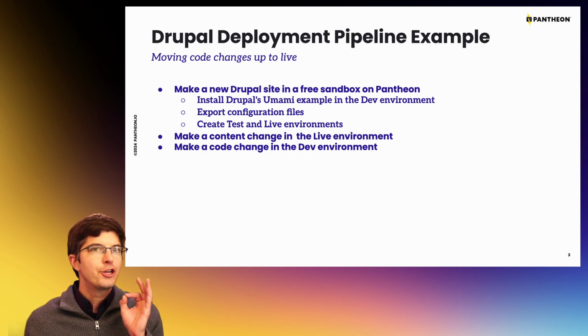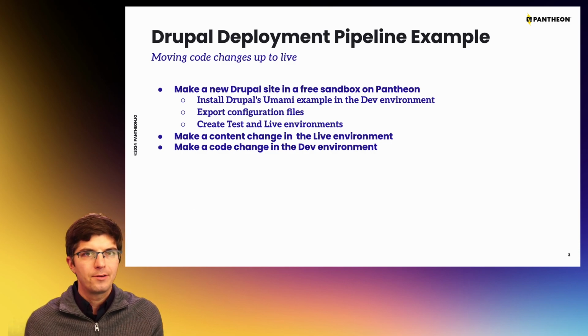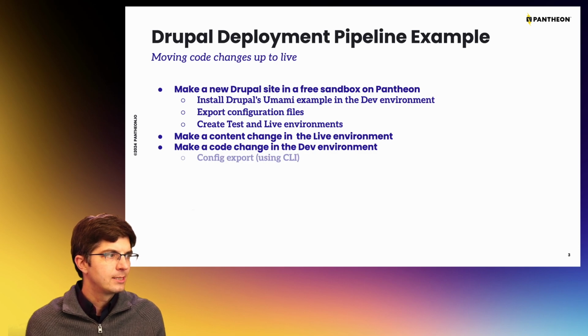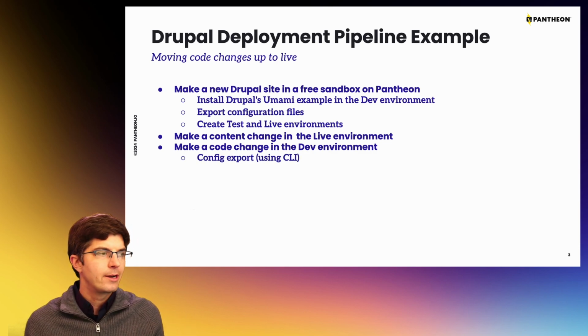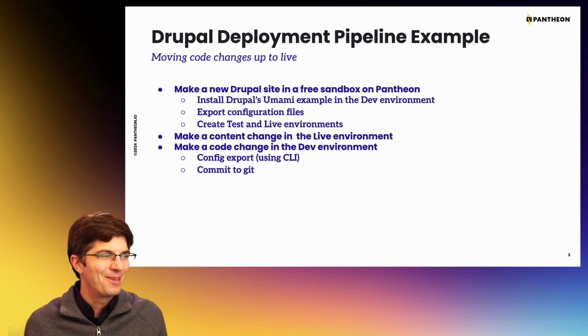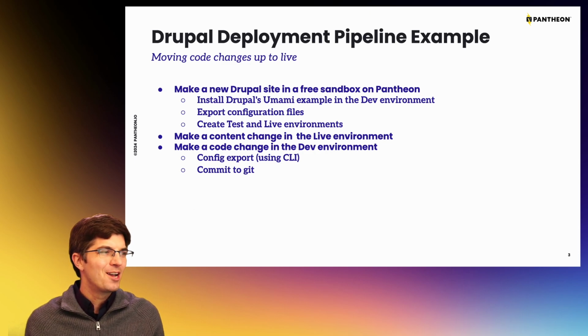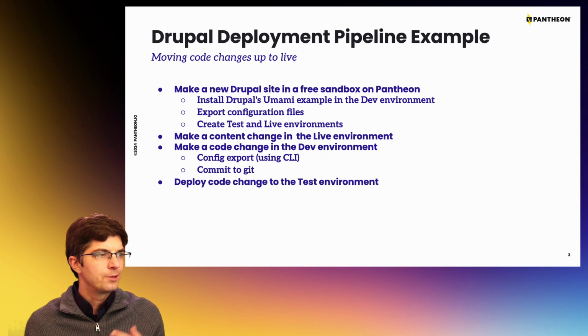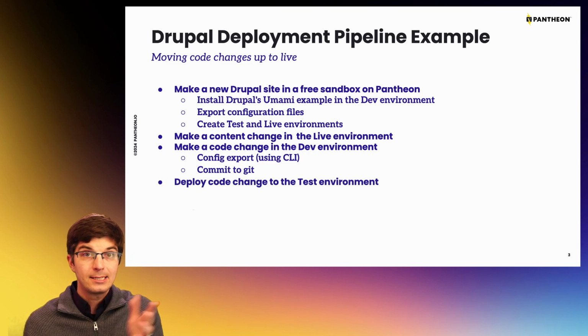We'll then make a code change in the dev environment. Again, we'll make it a small tweak for example purposes. We'll export the configuration change that we'll be making using the CLI. That's also something that warrants its own separate video. We'll commit our code change to Git. We'll deploy our code change to the test environment.